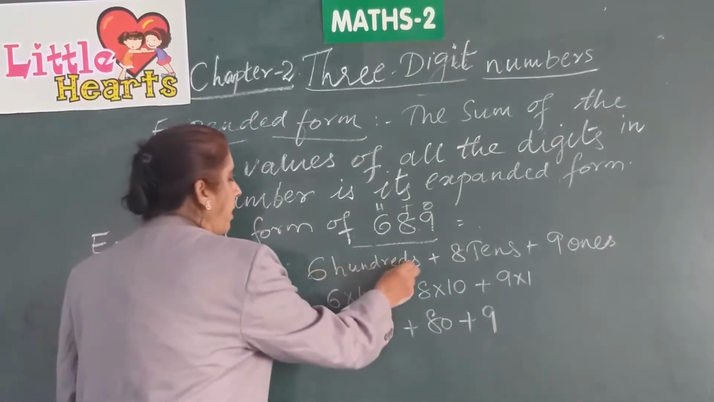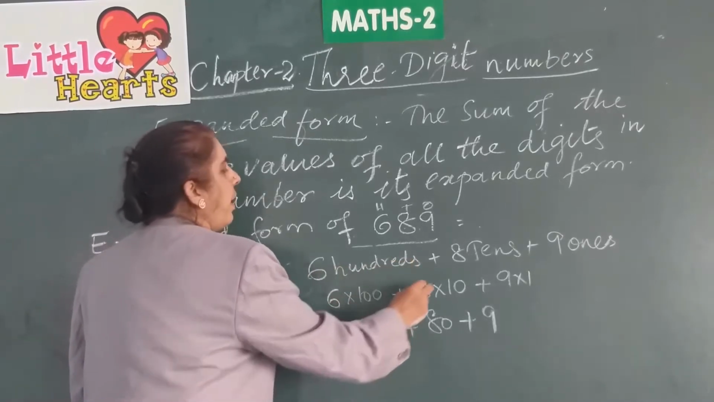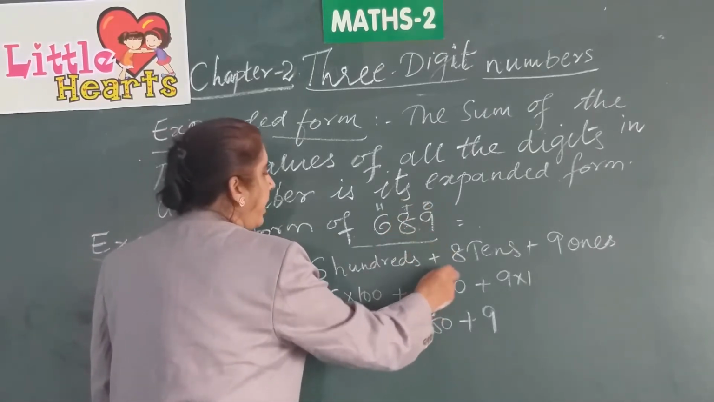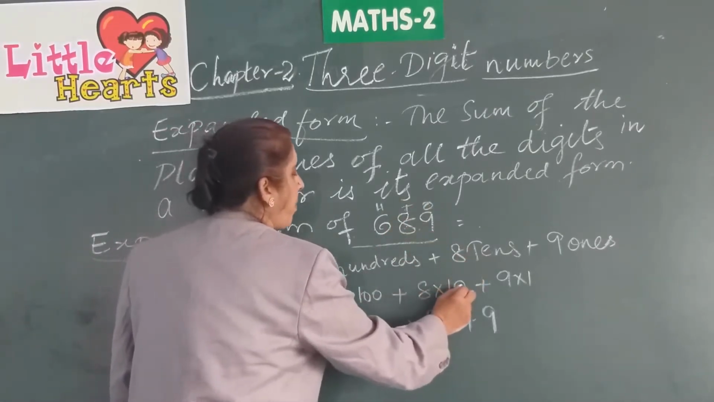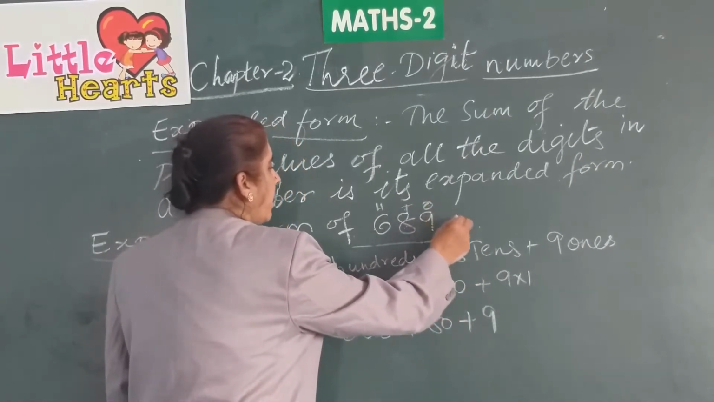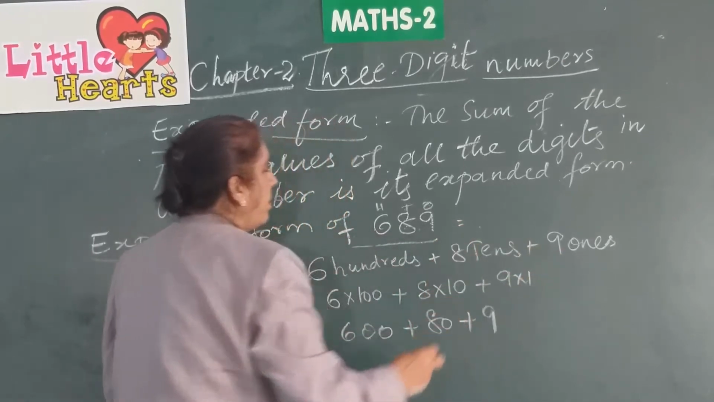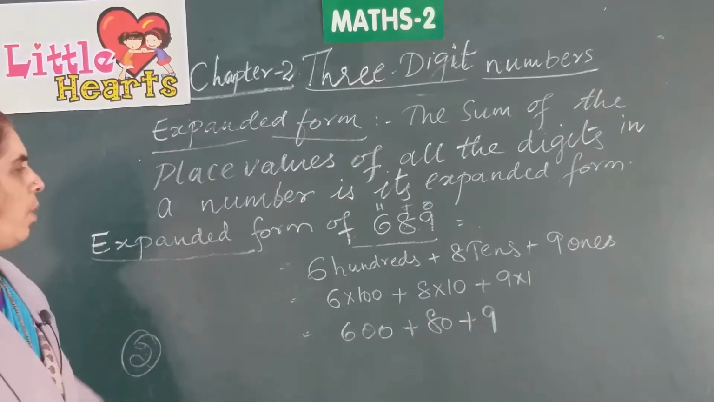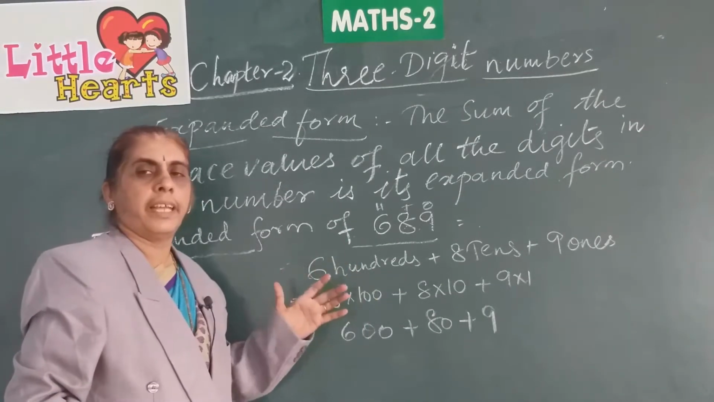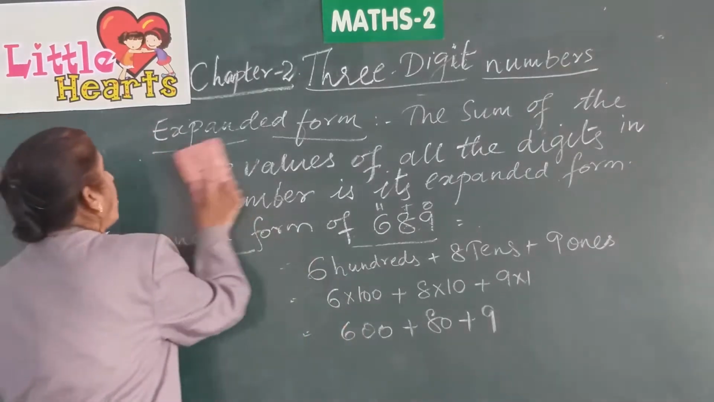So, 6 hundreds, 6 multiplied by 100, 600. 8 is in the tens place, its place value is 8 tens, 8 multiplied by 10, 80. 9 is in the ones place, its place value is 9 ones, 9 ones are 9. So, if you add all the place values of the digits in a number, that is its expanded form. Let us write the expanded form of some more numbers now.